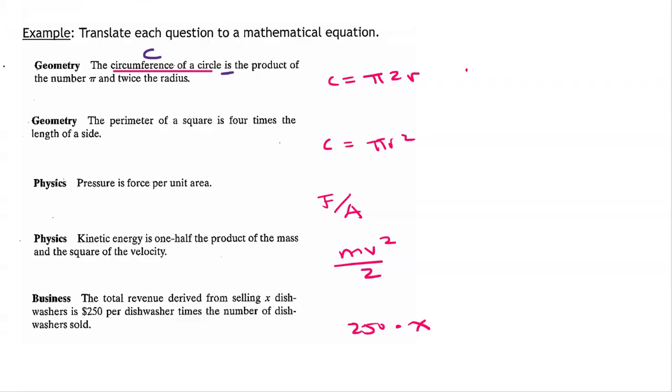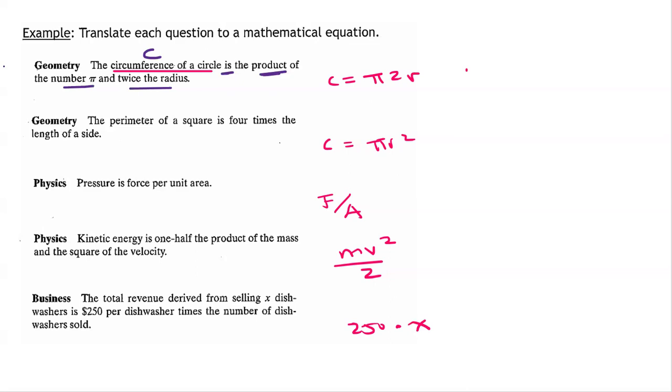And then "is," what does "is" mean? Is means what? That is what it equals to. Exactly, right? Is means equal. How about product? What does product mean? Is that like the answer after you multiply it? Perfect, right? That's true. But product in this case is to multiply. So the circumference of the circle is the product of the number pi and twice the radius.